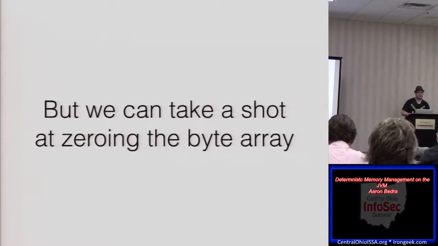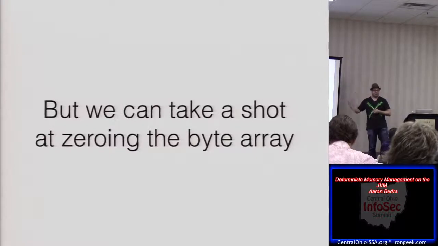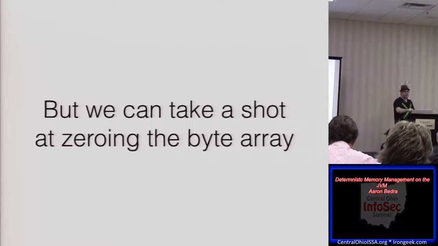But we can go a little bit further. We can take a shot at zeroing the byte array. So let's say we stop using key stores and start using things directly. We could actually take a shot at zeroing the byte array and making sure it will actually run. So what's our next logical step here? If we can't do it in Java, we do it in what? Yeah, we do it in C.